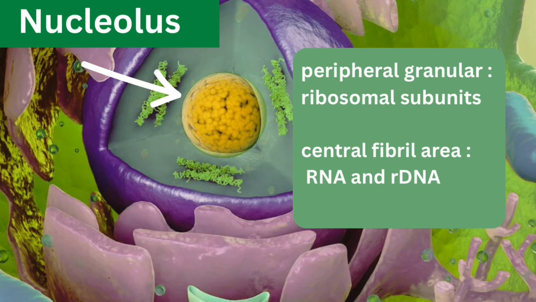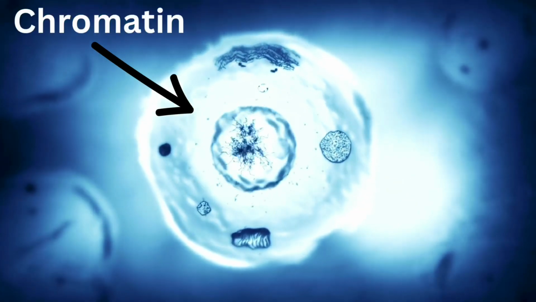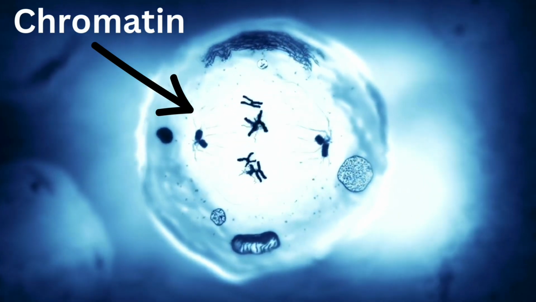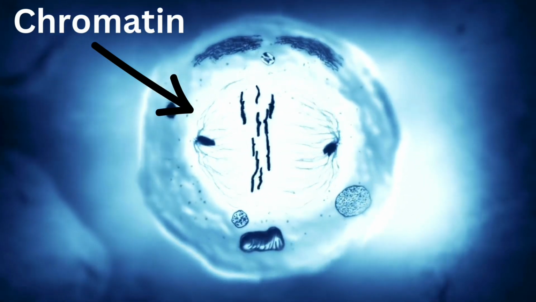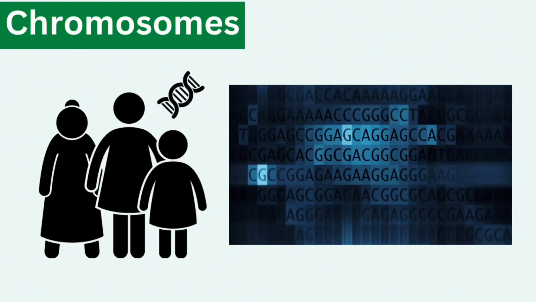RNA and ribosomal DNA. DNA in nucleus is wrapped around histone proteins to form a dense structure called chromatin. During cell division, the nucleus disappears and the chromatin transforms into chromosomes. The DNA wraps around histone proteins to form nucleosomes, resembling beads on a string. These nucleosomes then coil and fold into thread-like structures or chromosomes.